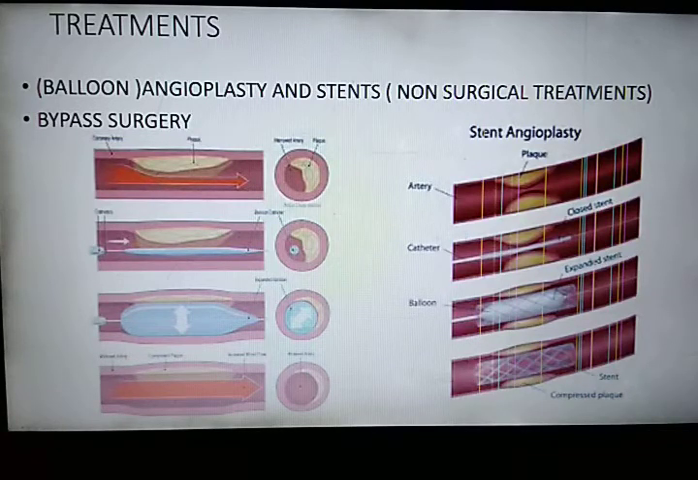Second, bypass surgery. It is a surgical treatment. Bypass surgery operations are traditionally performed in hospitals by stopping the patient's heart and using a heart-lung machine to maintain blood flow to the body. More recently, off-pump surgery is done by surgeons who do operations on a beating heart. With this, lesson number 18 is complete.